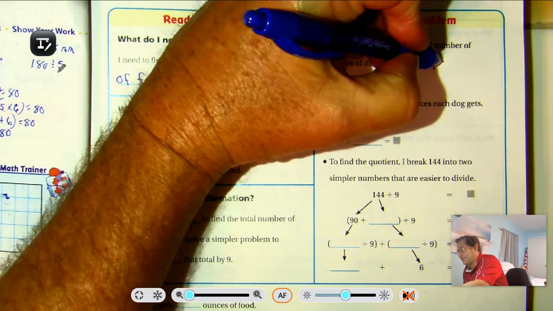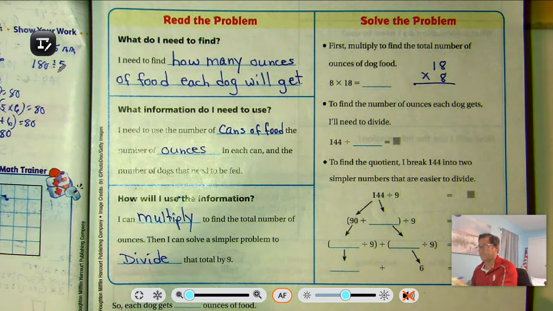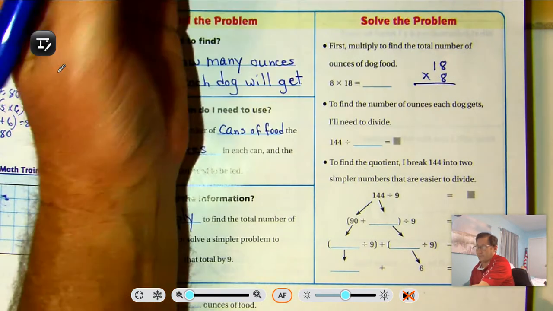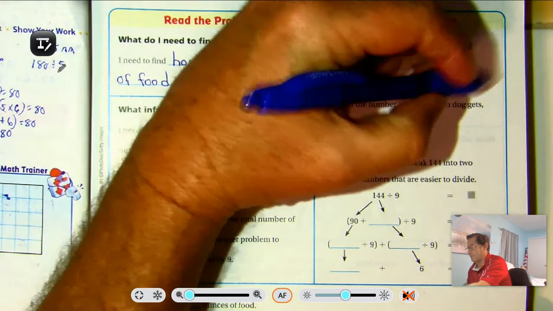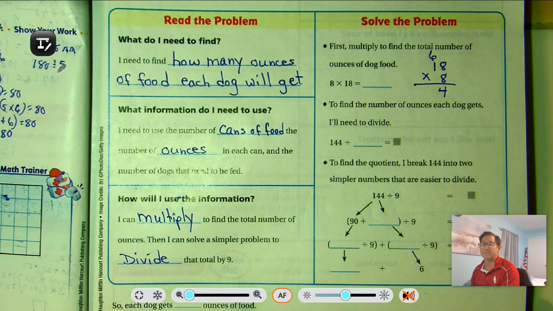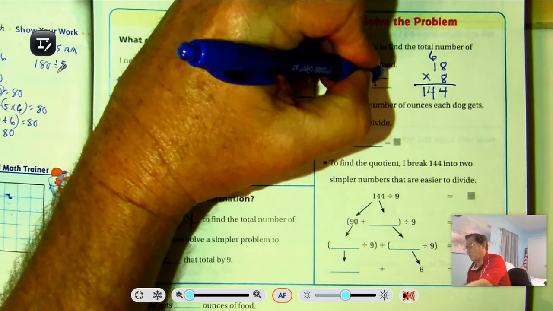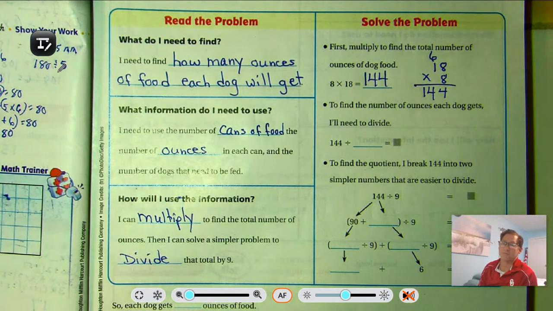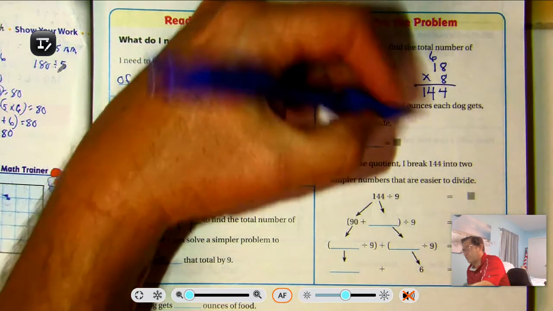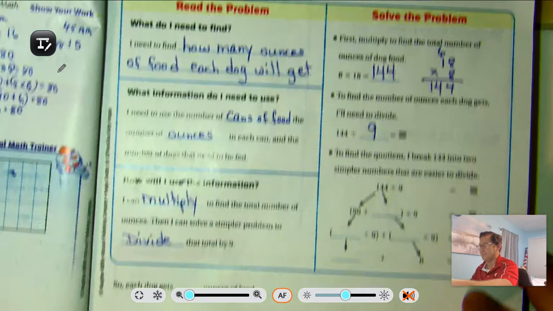And so we have 18 times 8. Well, 18 times 8 ones is basically what we're doing, right? 8 times 8 is 64 ones. We'll regroup that as 6 tens and 4 ones. And 8 times 1 is 8, plus the 6 regrouped tens, 14. So 14 tens, or 144 ounces of dog food. Now, we're going to take those 144 ounces and we're going to divide by 9.